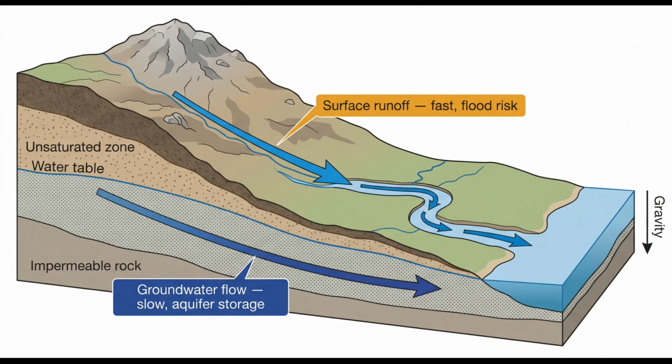It gets there fast. A natural hillside covered in vegetation might take hours or days to get rainwater into a river through slow infiltration and groundwater movement. The same hillside covered in concrete gets it there in minutes through surface runoff. The faster water reaches a river, the faster the river level rises. Fast rising rivers flood.